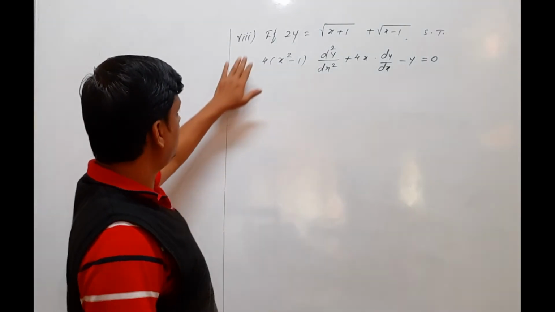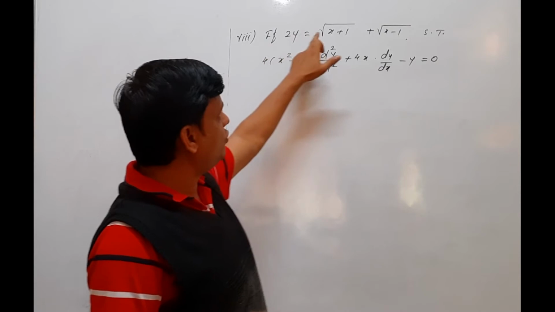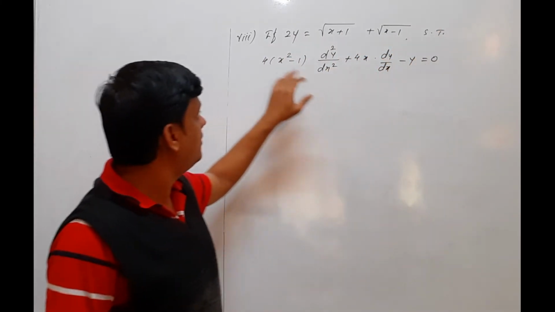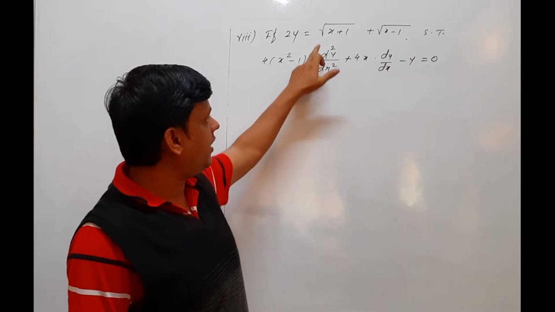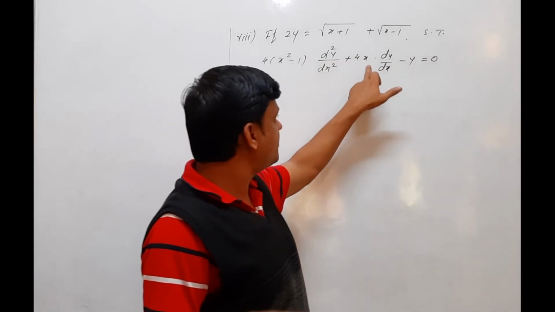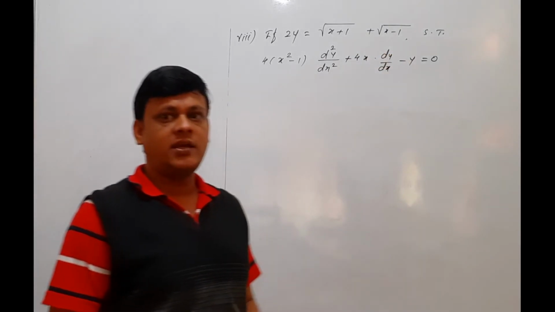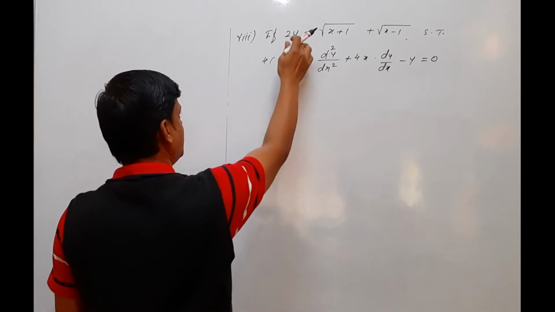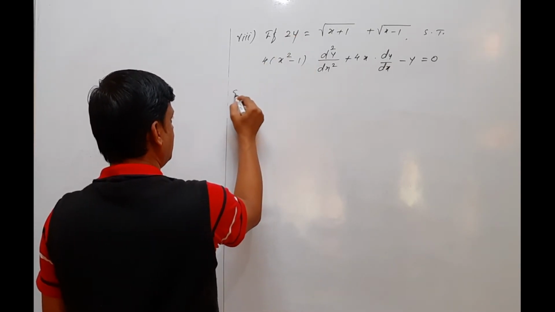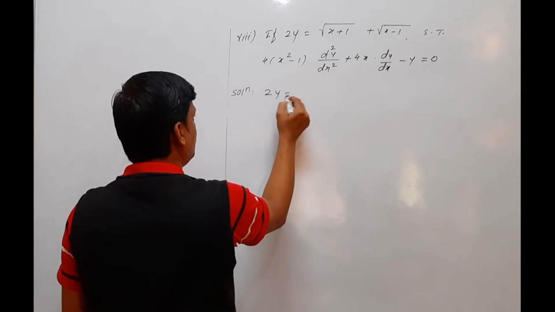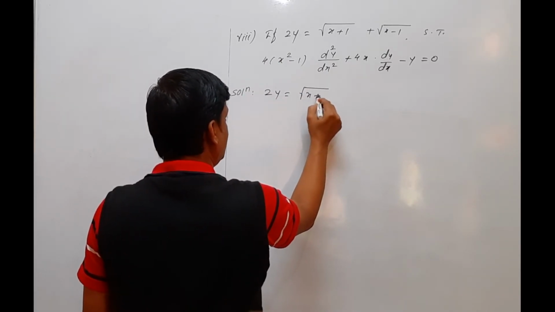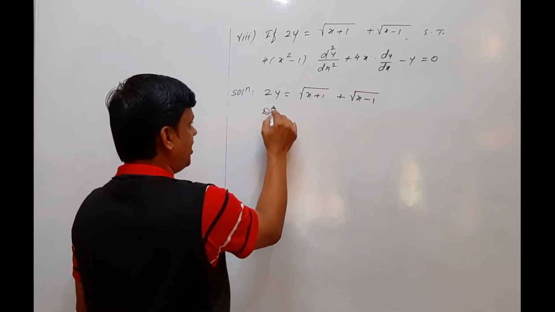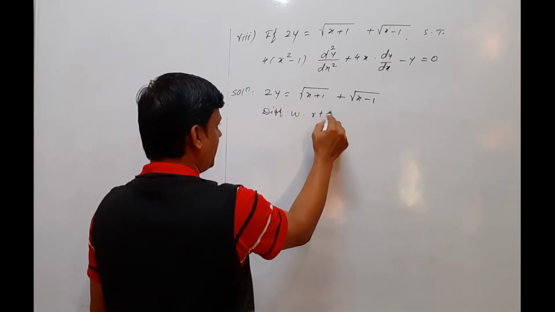Now see sub-question 8. If 2y equals root x plus 1 plus root x minus 1, show that 4 times x square minus 1 d2y by dx2 plus 4x dy by dx minus y equals 0. So with the help of the given part, we differentiate the given part with respect to x here. So write in solution 2y is equal to root x plus 1 plus root x minus 1. So differentiate with respect to x.